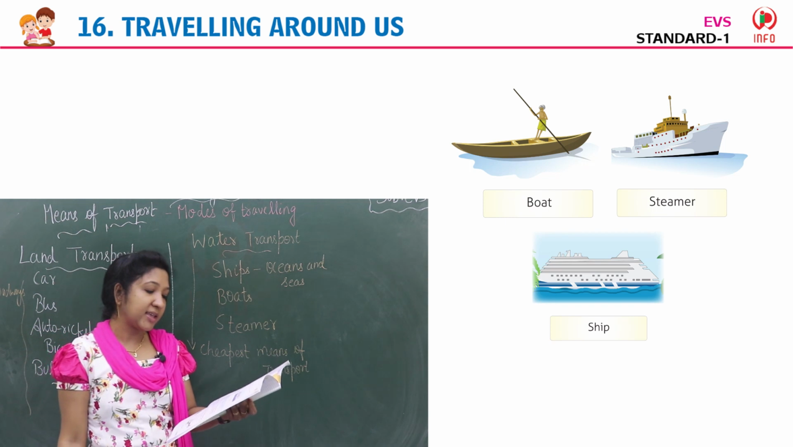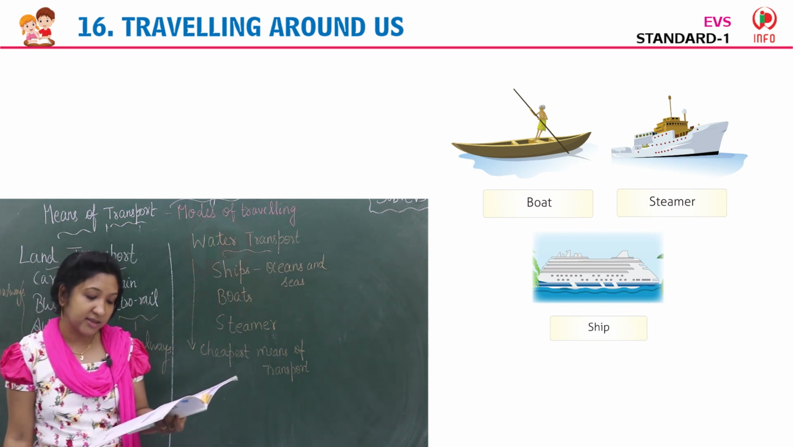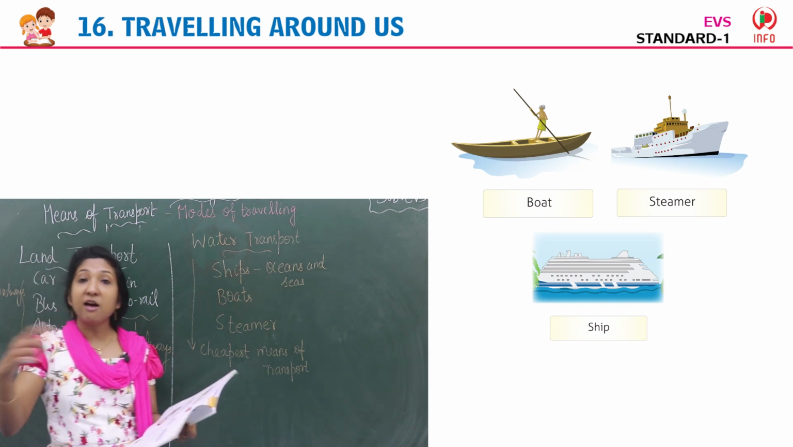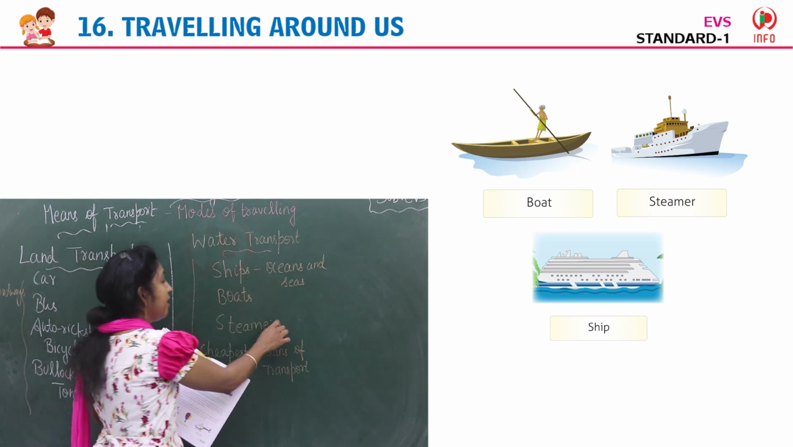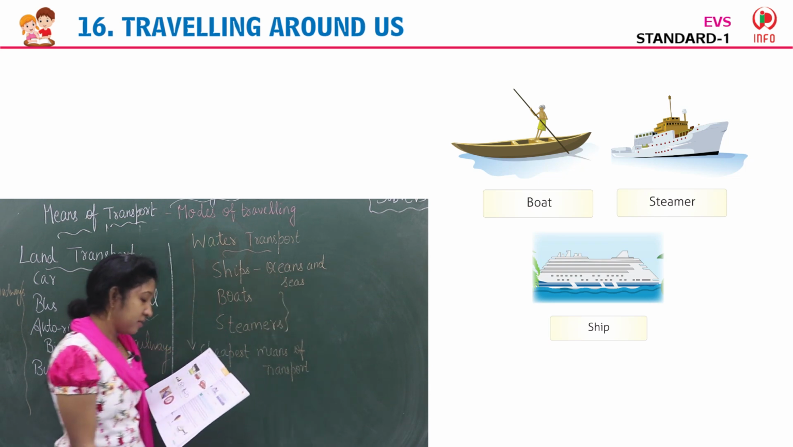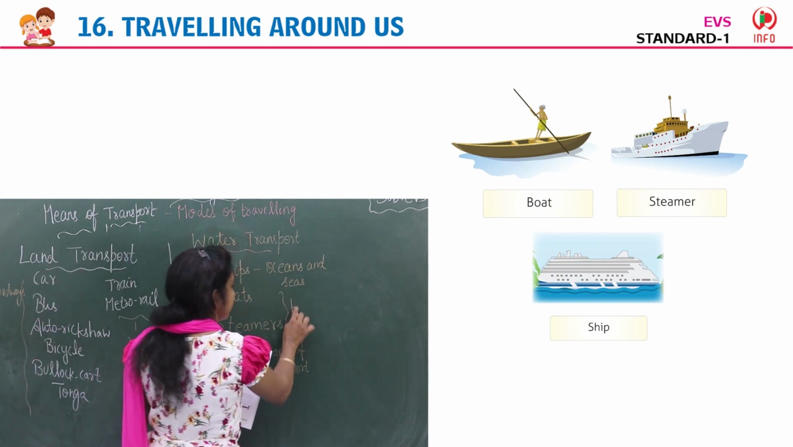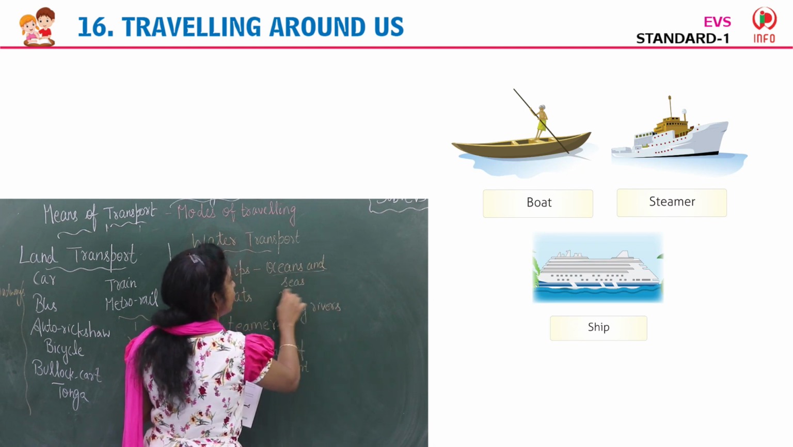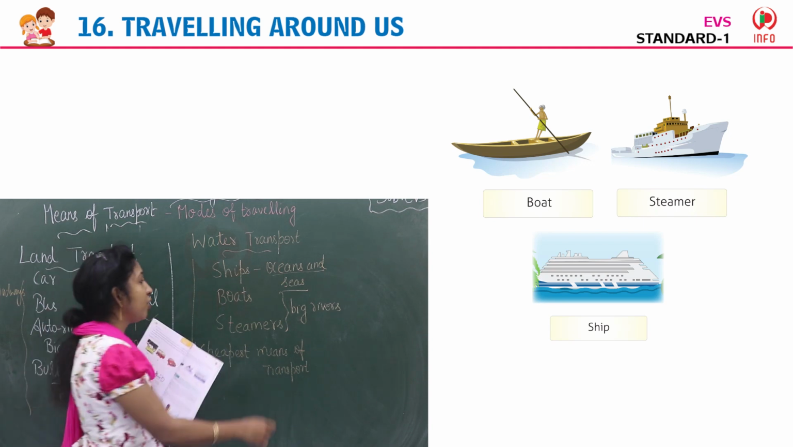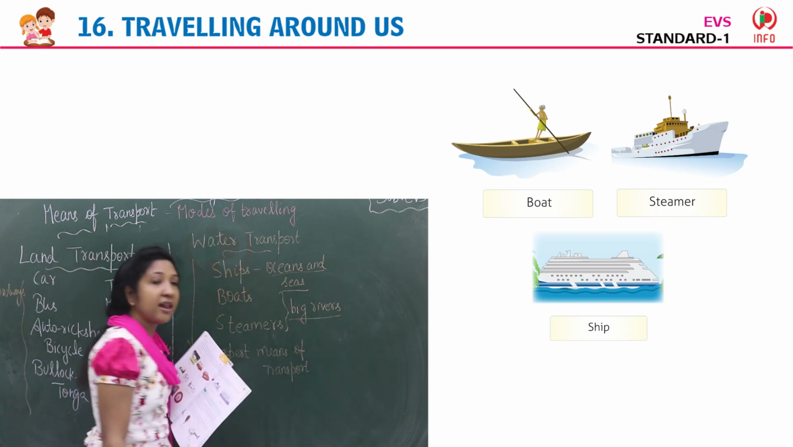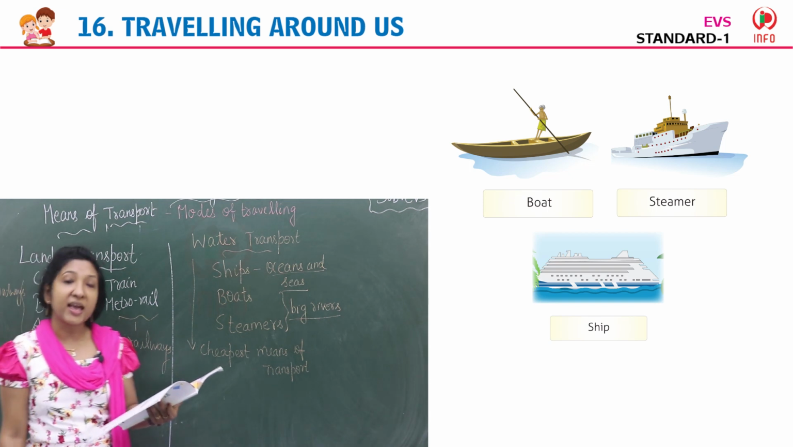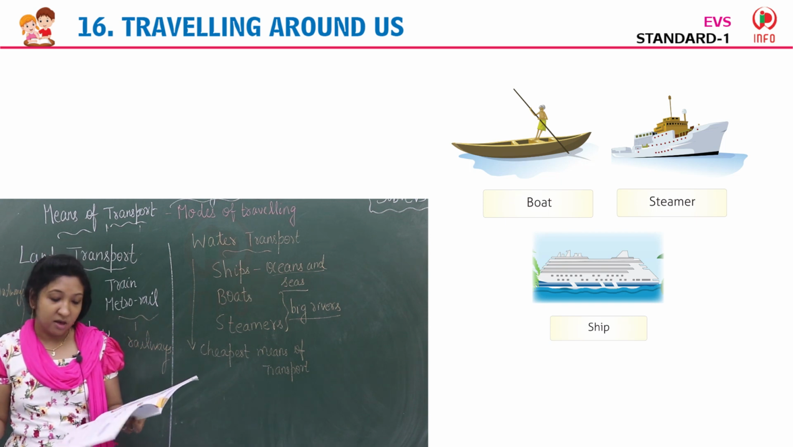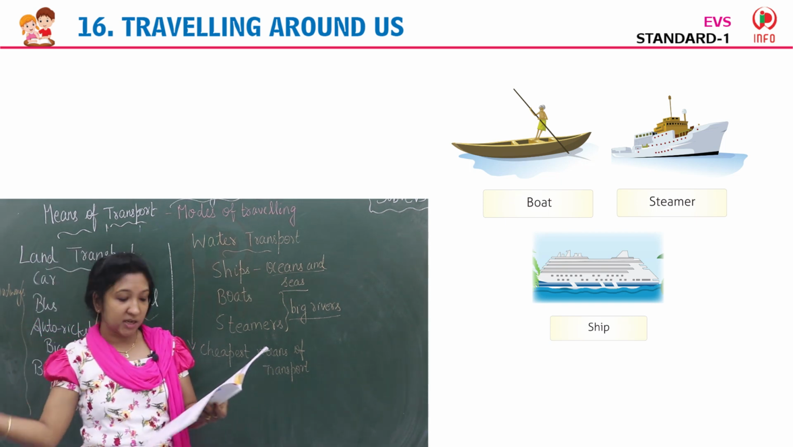Steamers and boats sail along big rivers, carrying passengers and goods from town to town. So steamers, boats, they sail along big rivers. Ships sail along oceans and seas. Boats and steamers sail along big rivers to carry passengers. They carry people. Also they carry goods from one town to another town.